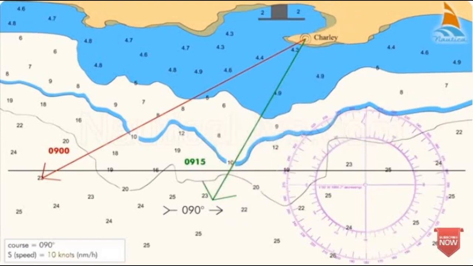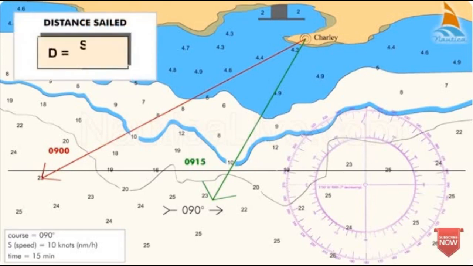Knowing the speed, 10 knots, and the elapsed time between the two bearings, 15 minutes, we use the formula D is equal to S times T divided by 60 to calculate the sailing distance between the two bearings. In our case, that's 2.5 nautical miles.